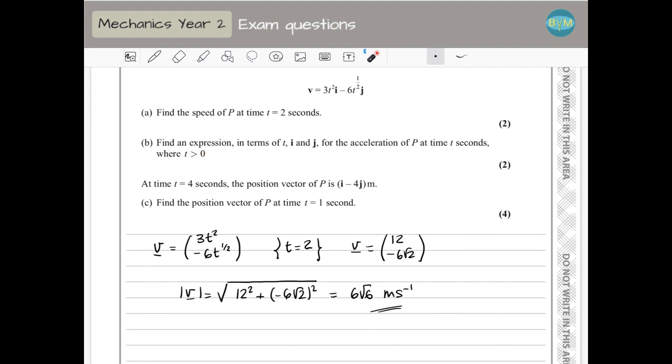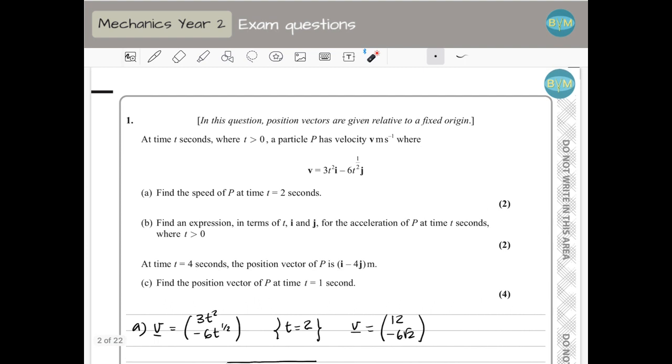Yeah. Find an expression, so this is A. And for B, they say find an expression in terms of t, i, and j for the acceleration. So remember when we have these variable acceleration questions, what you need to remember is when you have displacement, you differentiate to find velocity, and you differentiate again to find acceleration. And if you go the other way around, you integrate, right?